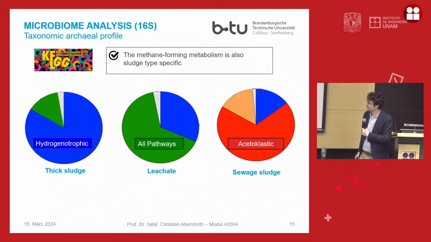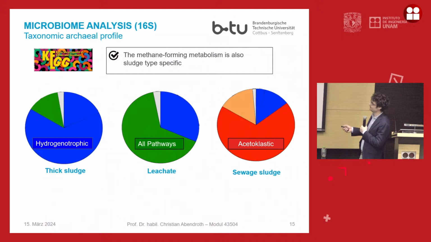Okay, now we analyzed the metabolic pathways. Now you might think, how is this possible? Because I told you that with 16S we can also compare taxonomy and that we need to sequence the whole gene to say something about the metabolism.